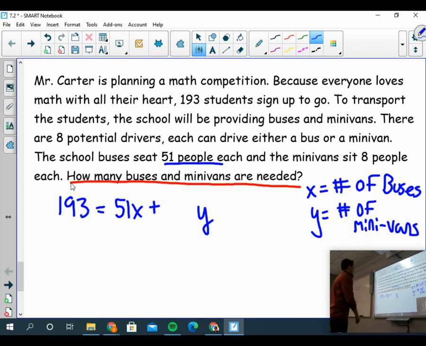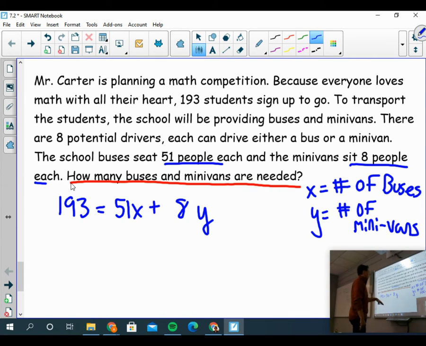This equation's all about people. How are we dividing up the people? Well, 51 people can ride per bus, and we know X is the number of buses. And minivans seat 8 people each. So I know 8 people can ride per minivan. Okay? And this is an equation resembling how the 193 students are split up.